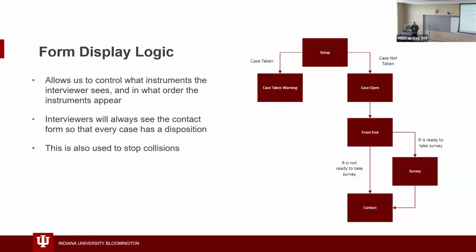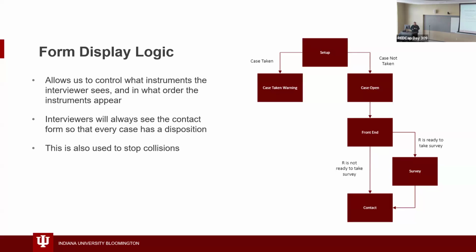Okay, form display logic. So I have this little diagram to show what was happening. All the instruments auto-advanced to the next one, but you could get different branches based on how you interacted with it. Like I said, if that case taken variable was set to taken, you would get the warning page and you could not progress farther from there. However, if it was not taken and you did it correctly, you went to the case open and then to the front end pretty quickly.